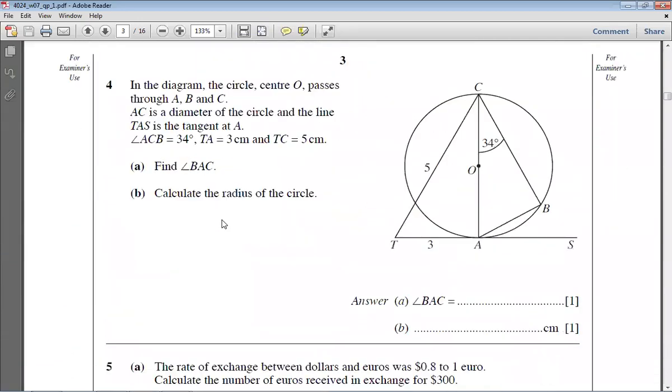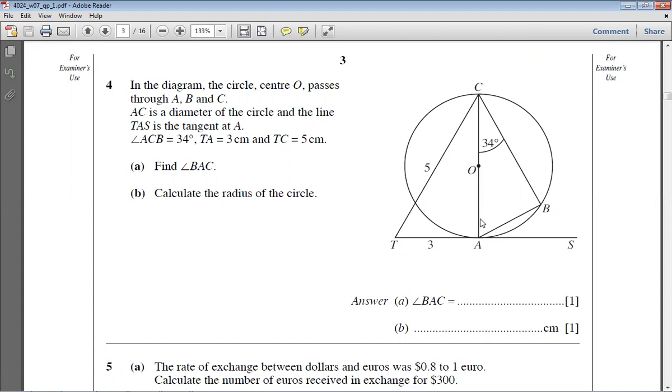Next question. In the diagram, the circle with center O passes through A, B, and C. A, B, and C all are on the circumference. AC is a diameter of the circle, and the line TAS is the tangent at A. Angle ACB is 34, and the TA portion is 3, and TC is 5 centimeter. The first question is find the angle BAC.